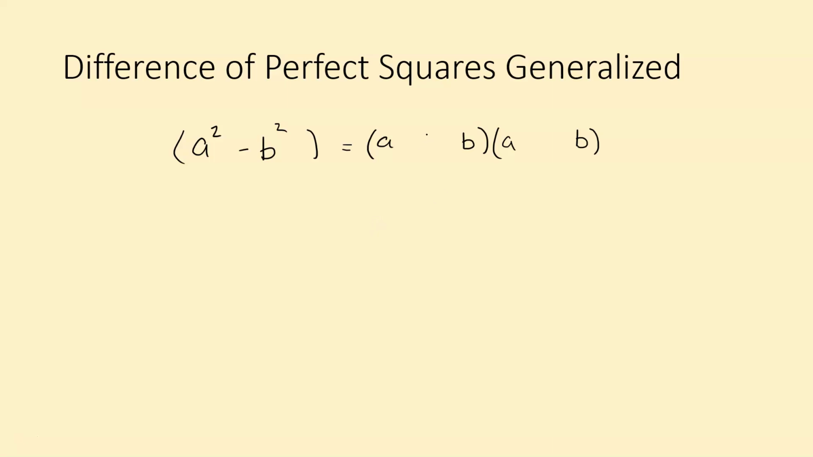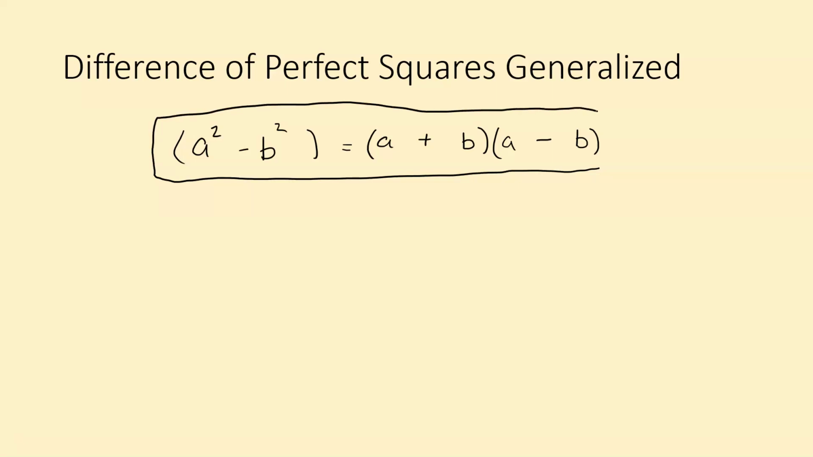And then you just alternate the signs. That is always how you factor a difference of perfect squares. Make sure you put this down in your notes. This is the most important thing for this lesson. You can call this the difference of perfect squares formula. I'm just calling this the difference of perfect squares generalized because it's not really a formula, but you can think about it in that way.